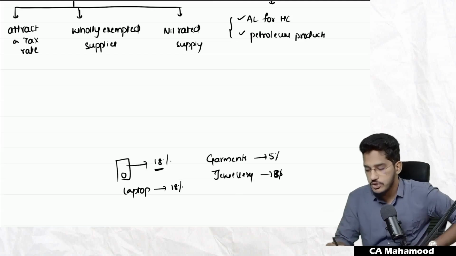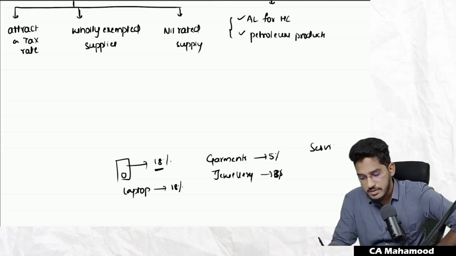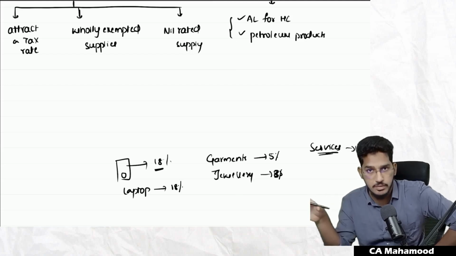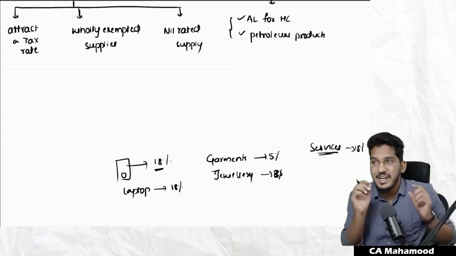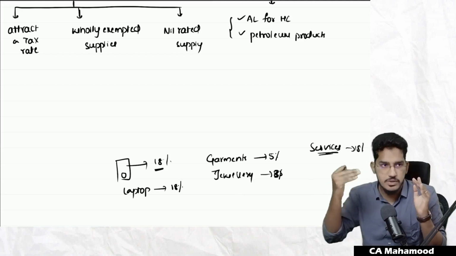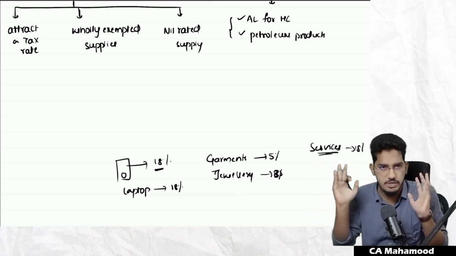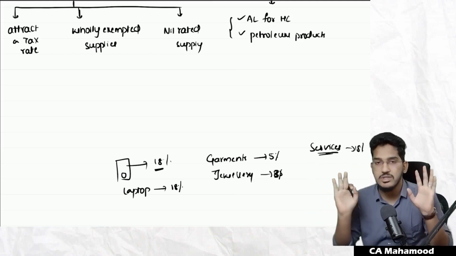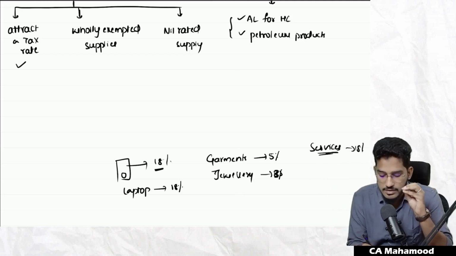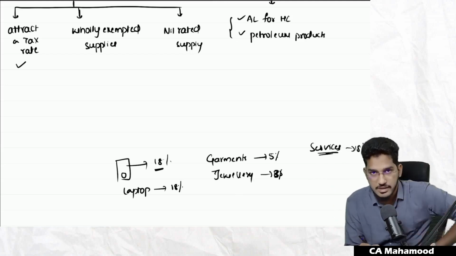even services also. Assume I'm teaching, I'm taking up the CA classes. On my services, 18% of GST will be levied by government. So these supplies which attract a positive rate of tax other than zero, which have either 1%, 5%, 12%, 15%, whatever it is, other than zero, if you have a positive rate of tax, those supplies will fall under this category, the supplies which attract a tax rate.